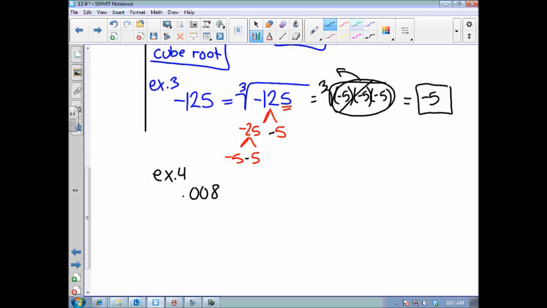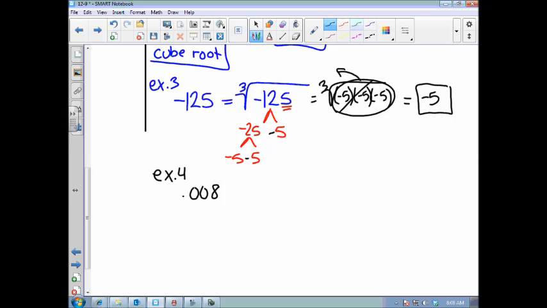Alright, so here's a decimal one. 0.008, example 4, same directions. Find all real roots. These are real numbers because real numbers are counting numbers, positive and negative, decimals and fractions. Finding the real roots. Okay, 0.008.